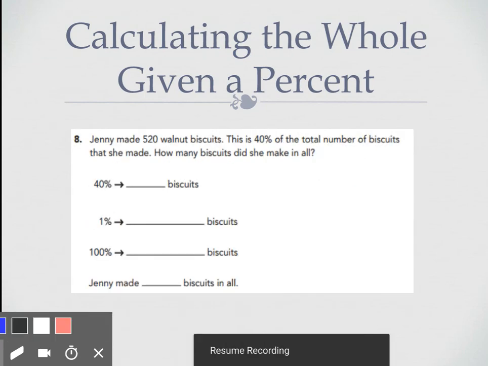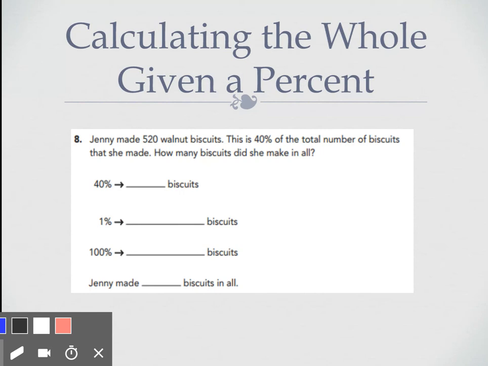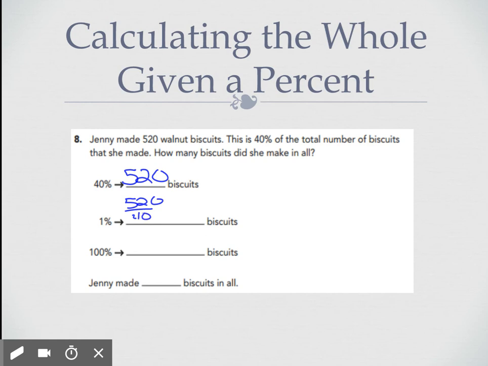All right, number 8, Jenny made 520 walnut biscuits. This is 40% of the total number of biscuits. How many biscuits did she make in all? So again, 40% is 520. To figure out what 1% is, you need to do division: 520 divided by 40.